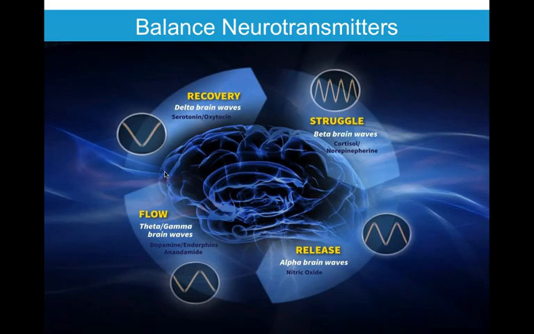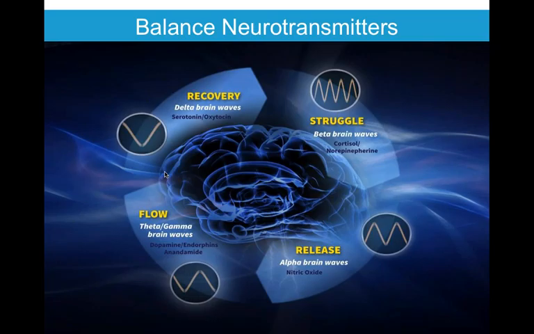And if you're in those states more often, if you can get in these states easier, if you have the right neurotransmitters, you can do that through supplementation. Acupuncture is a great way of getting neurotransmitters balanced in your body. Chiropractic care is another great way. And then finally, when you're recovering, you'll get into delta waves much quicker.